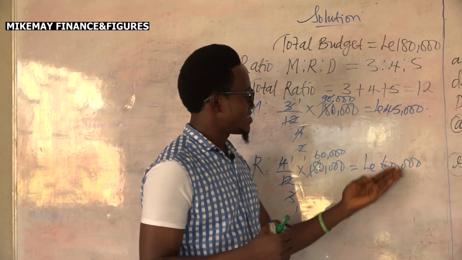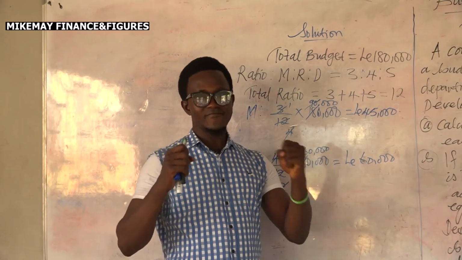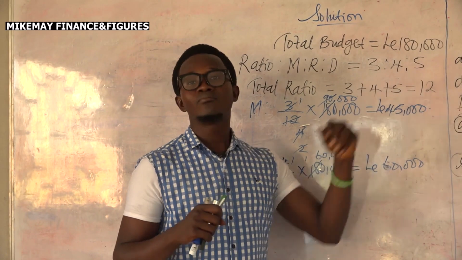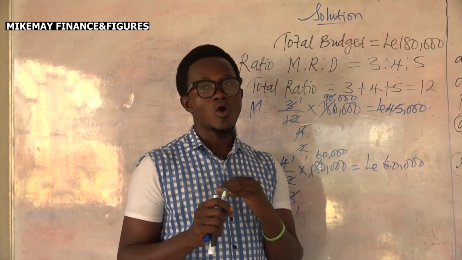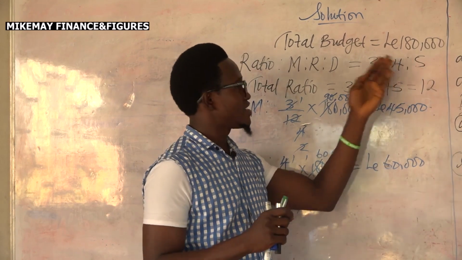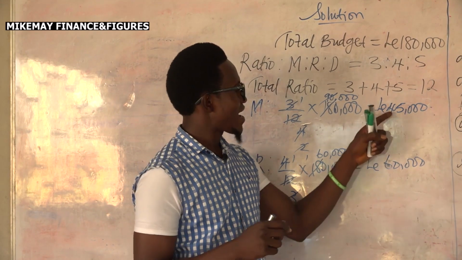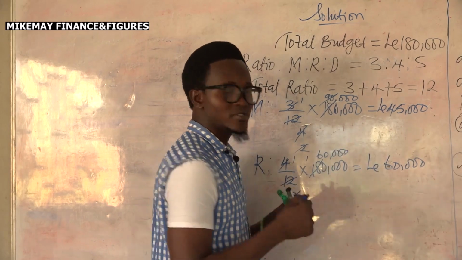It's either you add these 2 figures and get the total and subtract that very total from the overall budget, okay? Or you go ahead and use its ratio and then work it out. You still get the same amount. Let's try method 1 by adding these 2 and then subtract it from the total.